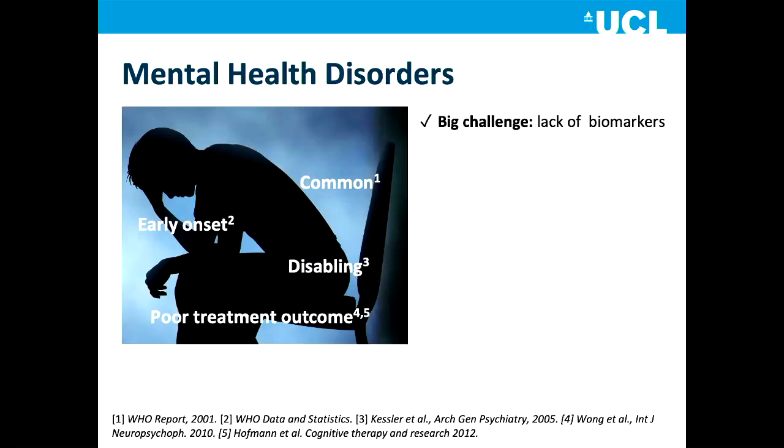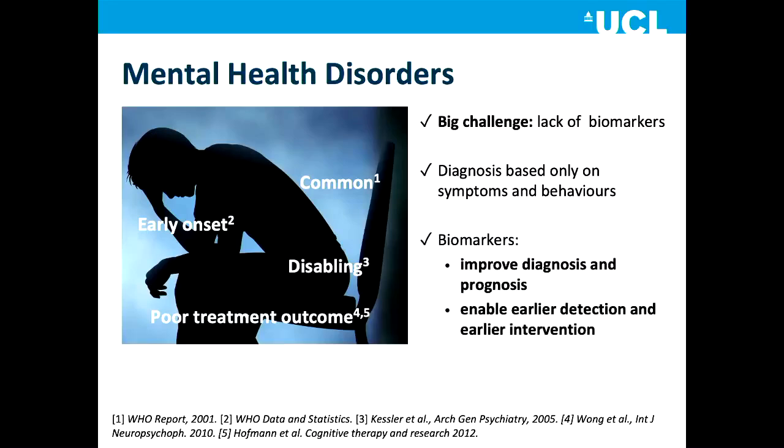And one of the big challenges, in my view, for mental health is the lack of biomarkers. Different from other medical areas, diagnosis in mental health is only based on symptoms and behaviors. The problem with that is that many disorders have overlapping symptoms and behaviors, which makes it very difficult to find the boundaries between them. Furthermore, without understanding the underlying neurobiology, it's quite difficult to develop treatments for these disorders. So identifying biomarkers has the potential to really change this, in my view, by improving the diagnosis and prognosis, and in particular by enabling early detection and early intervention.